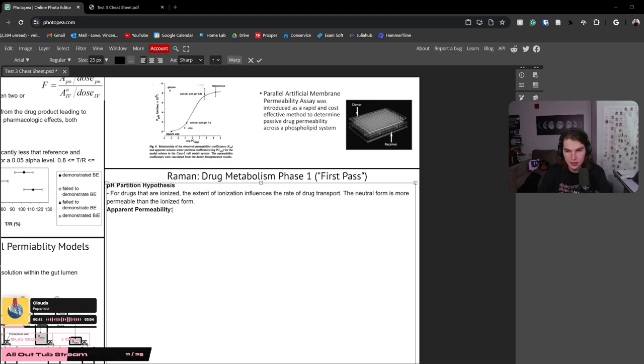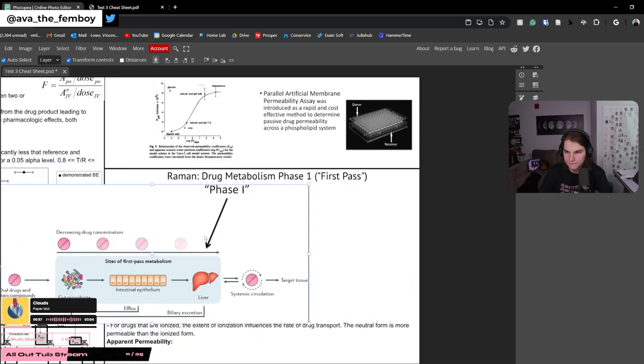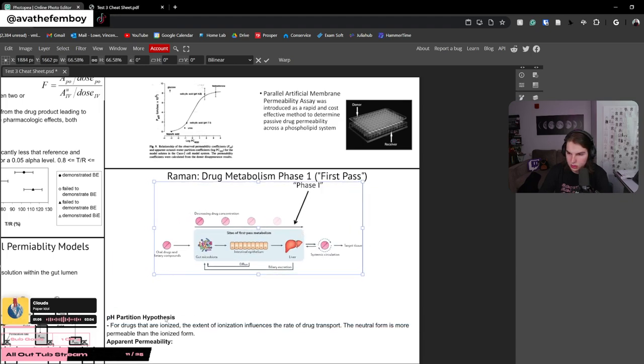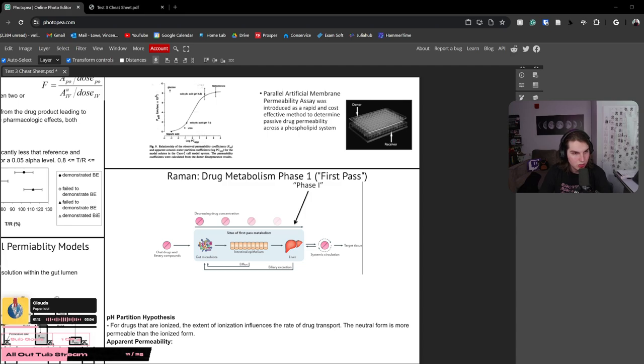Okay, phase one. Let me go ahead and use the snipping tool here, chat. This is an important one. Phase one. Significance, fate of the drug. Significance on drug action versus metabolism. Significance, drug disposition. First pass of orally dosed drugs. Okay, yeah, perfect. This is actually a really good diagram for us to have, chat.